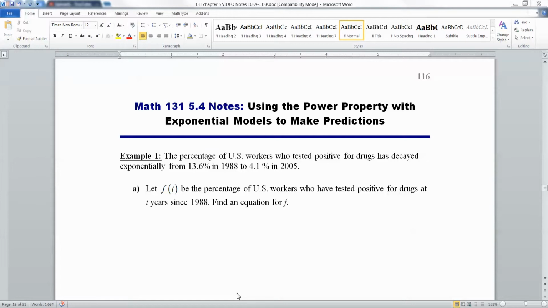So let's see. We have example 1. The percentage of U.S. workers who tested positive for drugs has decayed exponentially from 13.6% in 1988 to 4.1% in 2005. Let f of t be the percentage of U.S. workers who have tested positive for drugs at t years since 1988. Find an equation for f.